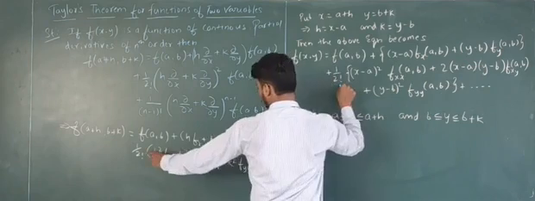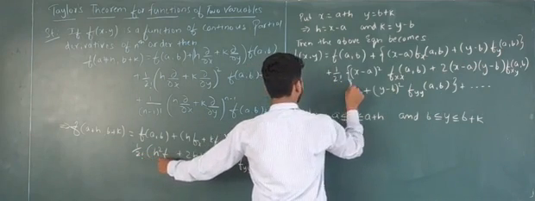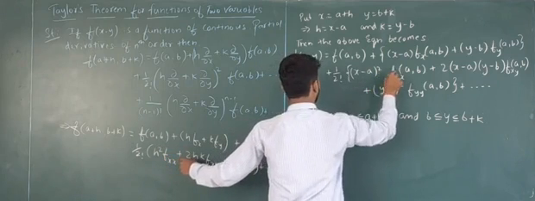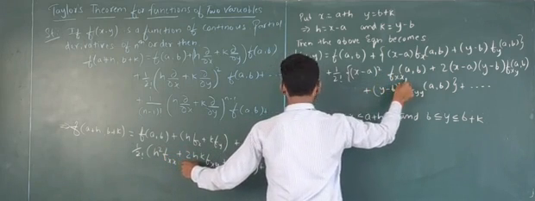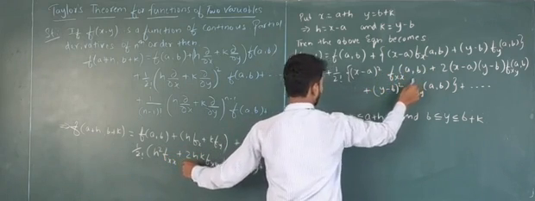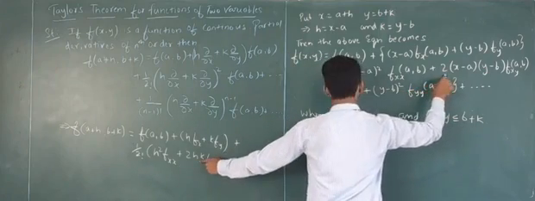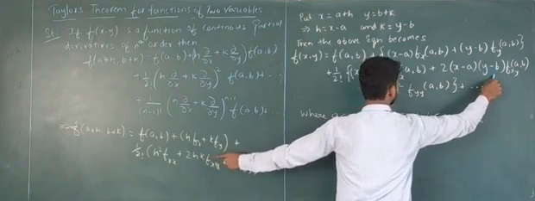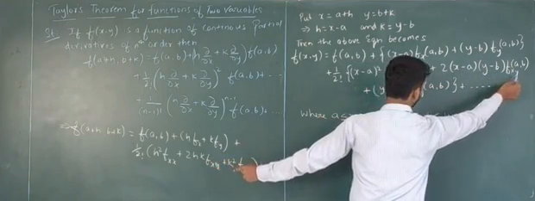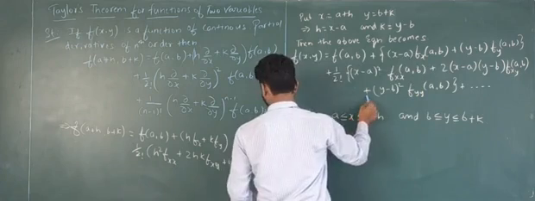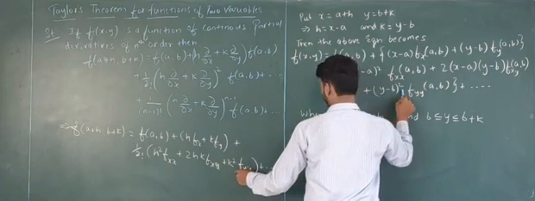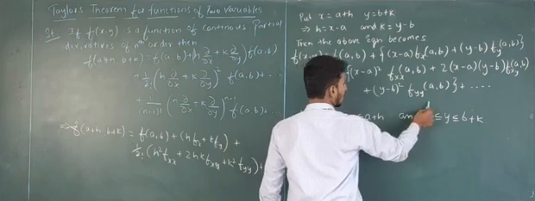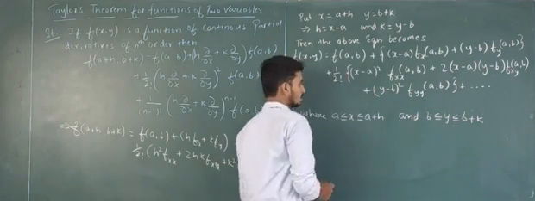So plus 1 by 2 factorial, instead of h we have taken x minus a whole square, into the function two times with respect to x of a comma b, plus 2 into x minus a into y minus b, that is h into k, the function with respect to x and y of a comma b, plus y minus b whole square, that is k square, the function two times with respect to y of a comma b, plus so on.